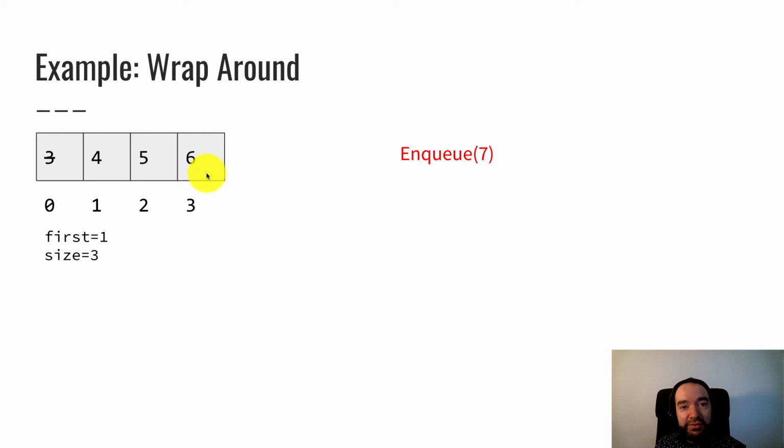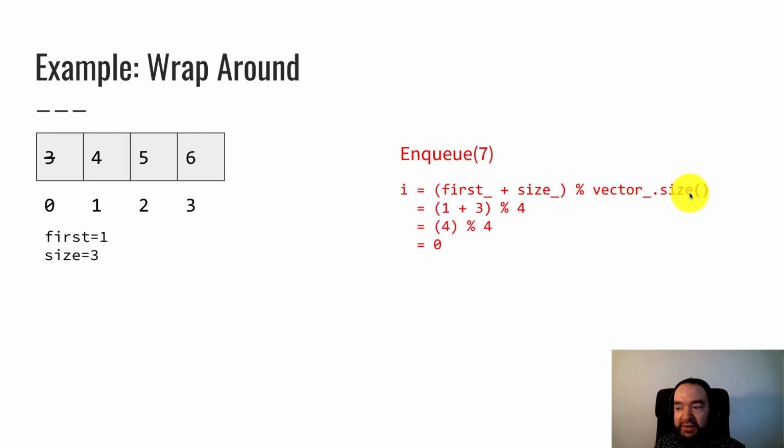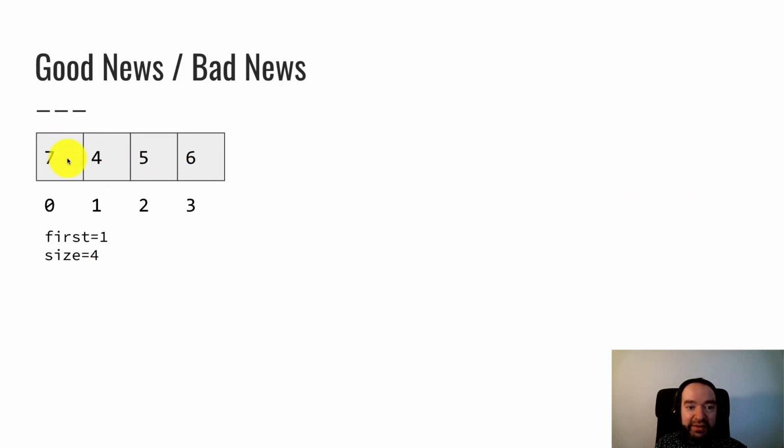Okay, now is where the wraparound happens. If I NQ 7, first plus size mod vector dot size is 1 plus 3. 1 plus 3 is 4. 4 mod 4 is 0. So 7 will get NQ'd at index 0, and that's what we want. So this queue, I would call it, it's kind of flipped right now. The front is at index 1, but the back is at index 0, and that's allowed.